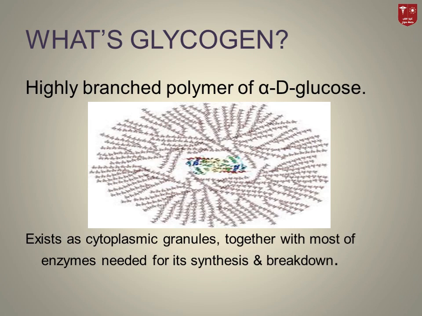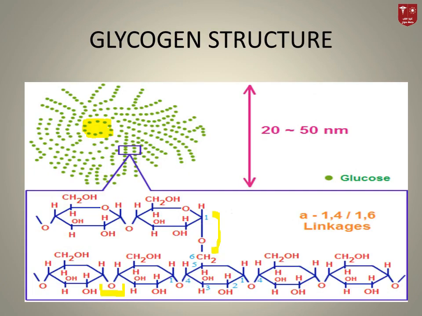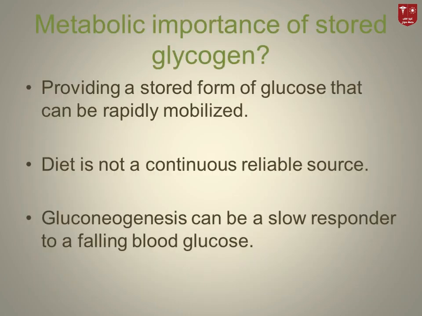Okay. Glycogen structure: if we took a small part of the glycogen molecule, which is a highly branched molecule, and magnified it, we are going to find out that a glycogen molecule is formed of two main types of bonds. So what's the metabolic importance of storing glycogen?